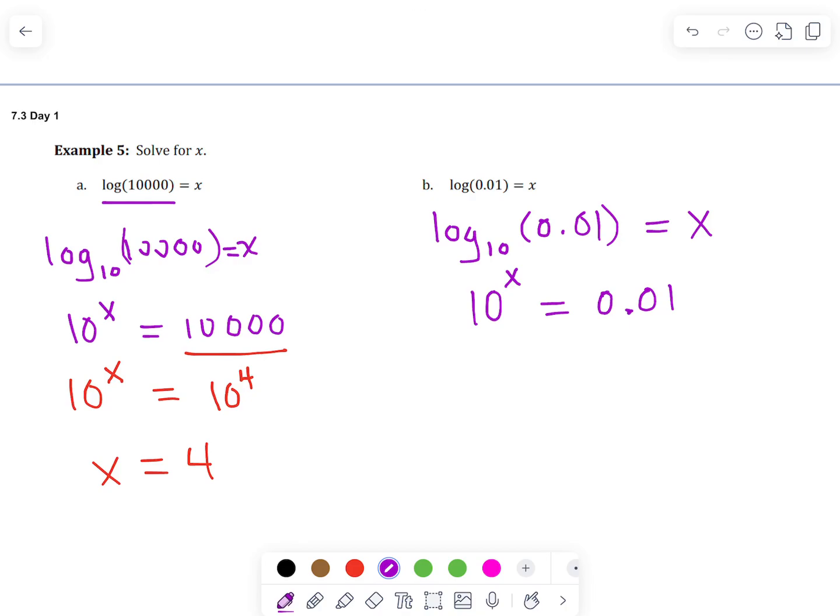Now this one's a little harder to do. 0.01 is equivalent to 10 to the -2 power. Now our bases are the same, so our exponents equal -2.